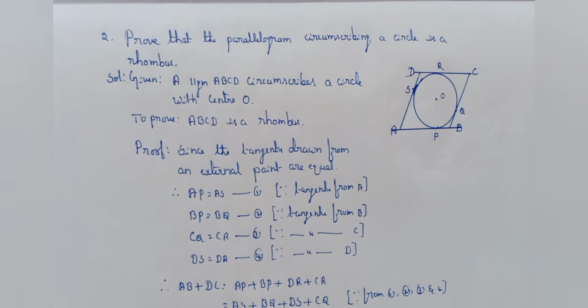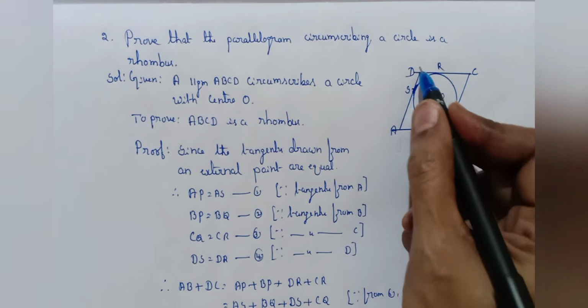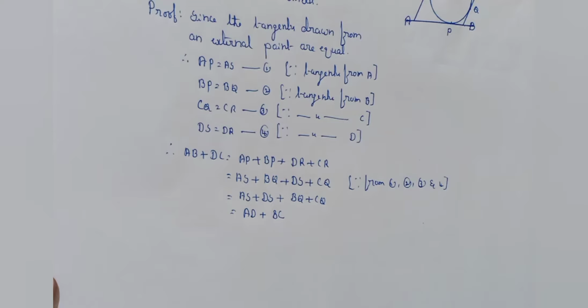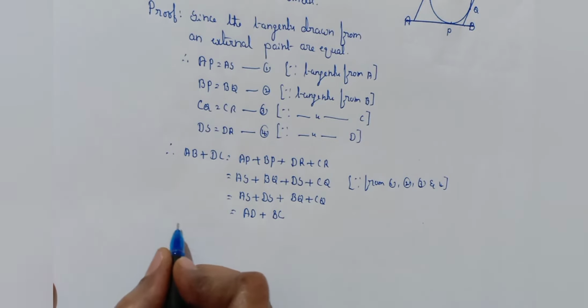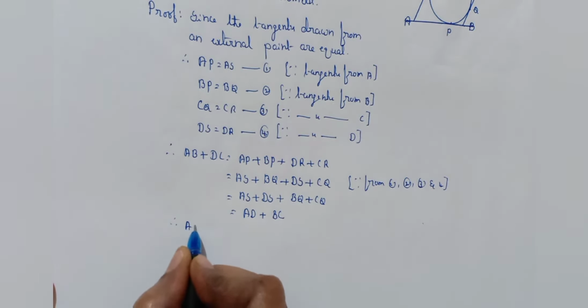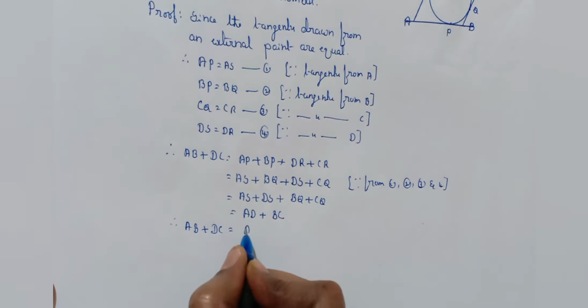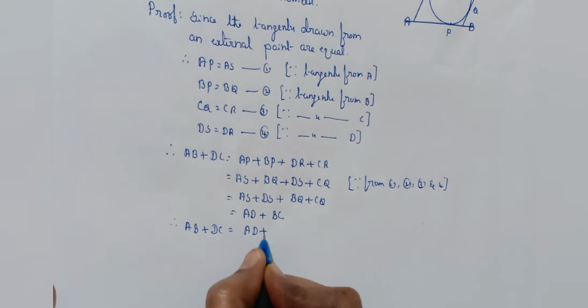Now rearrange the terms. AS plus DS plus BQ plus CQ. AS plus DS is AD. BQ plus CQ is BC. Therefore, AB plus DC is equal to AD plus BC.